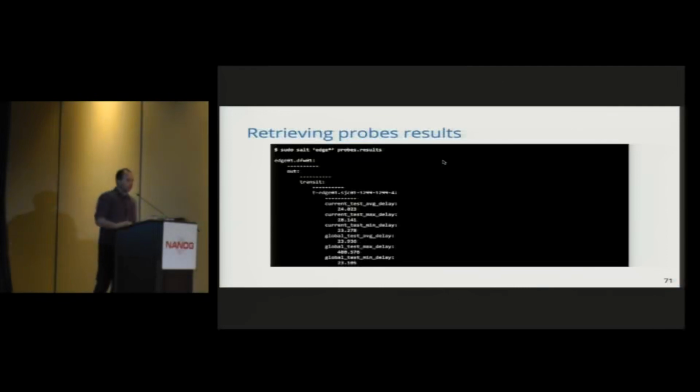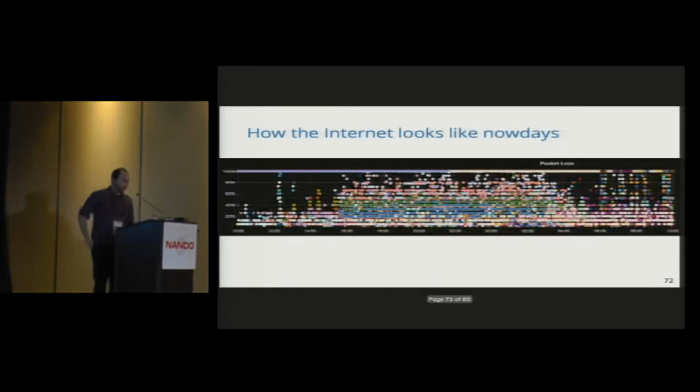Still, Salt is used to get the results of these probes. One simple command probes those results. This one also is embedded in Salt. And we plot those results and look very worrying. This is how the internet looks like today. Packet loss everywhere. If you can see the timeline, some transits have sometimes packet loss 100% for a couple of hours. This is very sad.